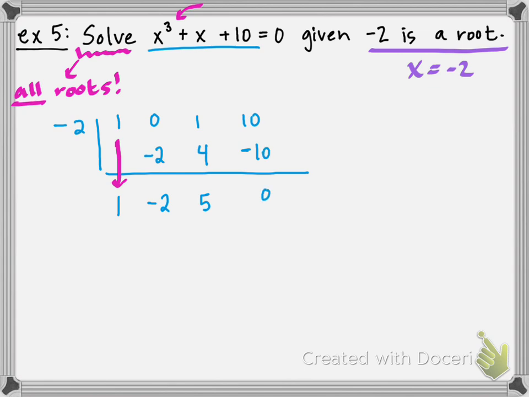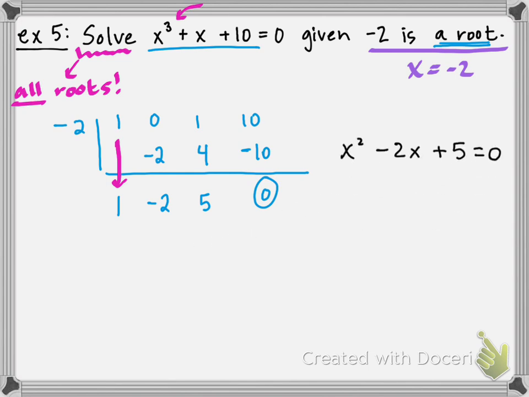And sure enough, 0. Now, I have to get 0. This is implied because they told me it's a root. So then what does this represent, my answer? I have x squared minus 2x plus 5. I have to keep going, because it said solve. So now I set this equal to 0, and I'm going to solve it.